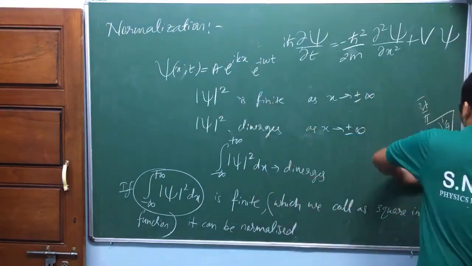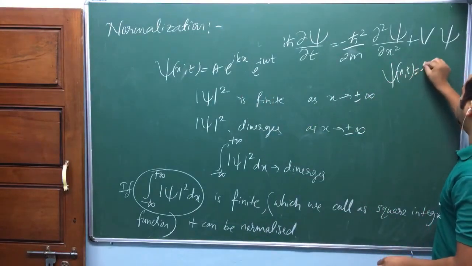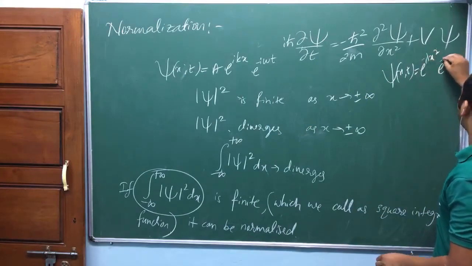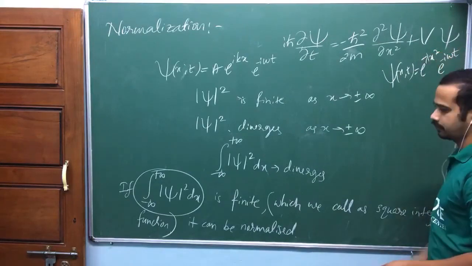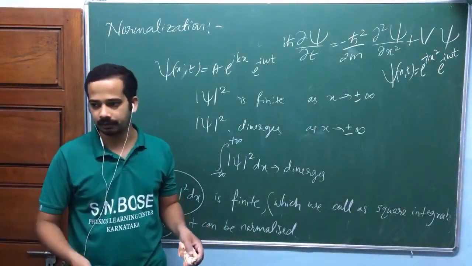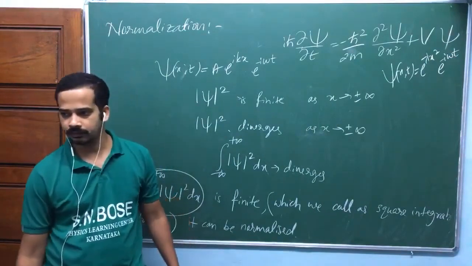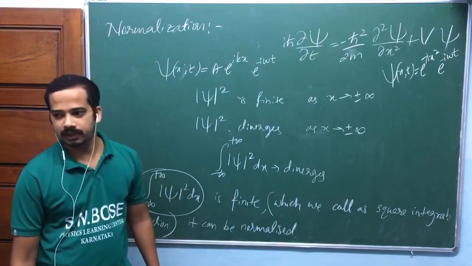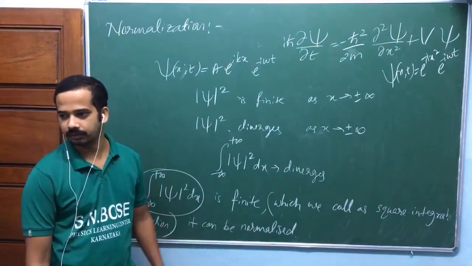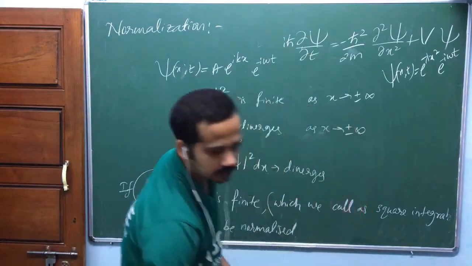This was square integrable. Suppose you have psi of x comma t equal to e power minus lambda x square times e power minus i omega t. This is normalizable in the region minus infinity to plus infinity. This is how we develop it in the region. So it's all about the multiplicative constant, whether you can find the multiplicative constant which makes that normalization integral finite, I mean 1, or not. Whether you can find that or not, that does matter, isn't it?